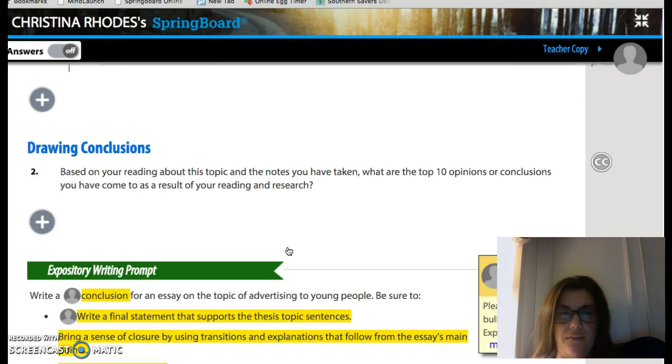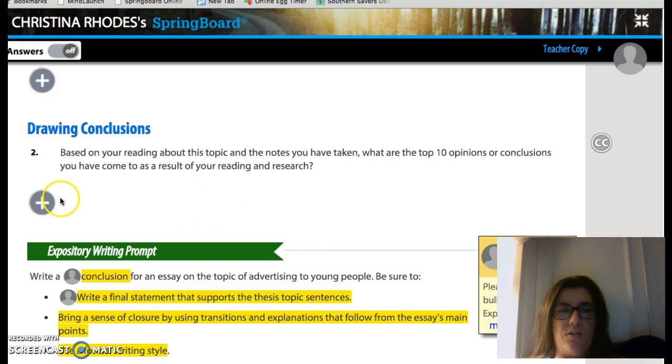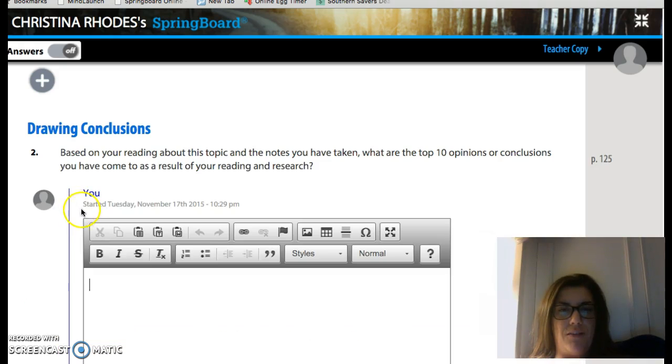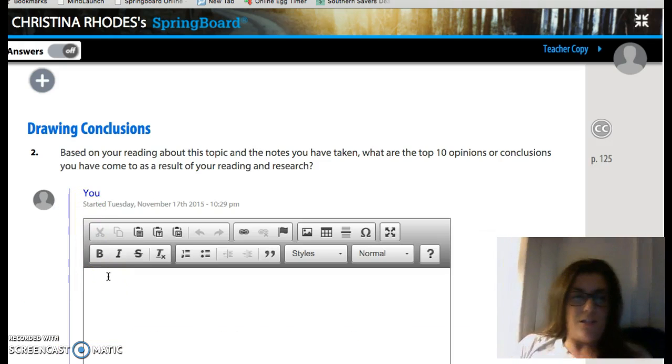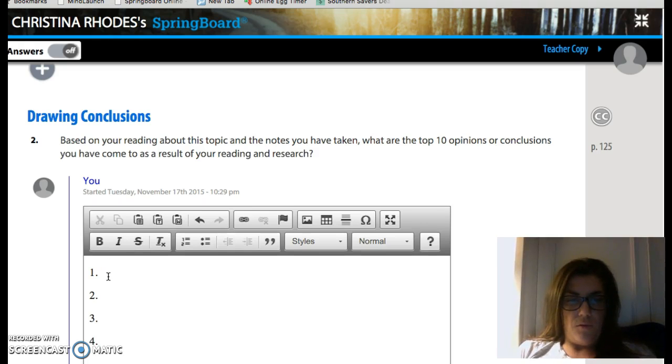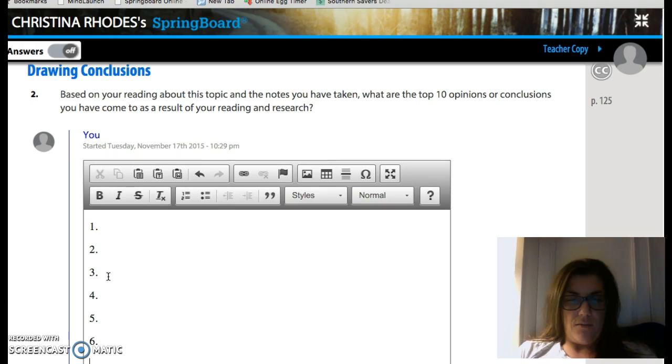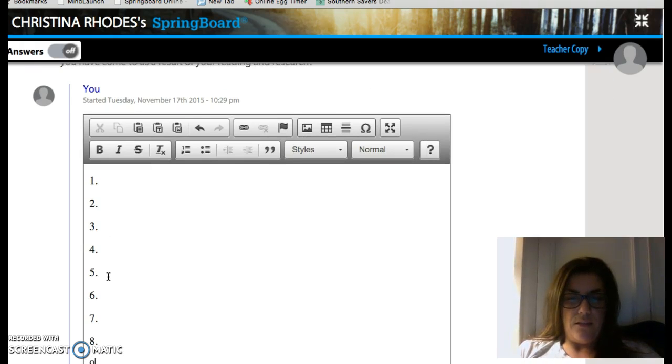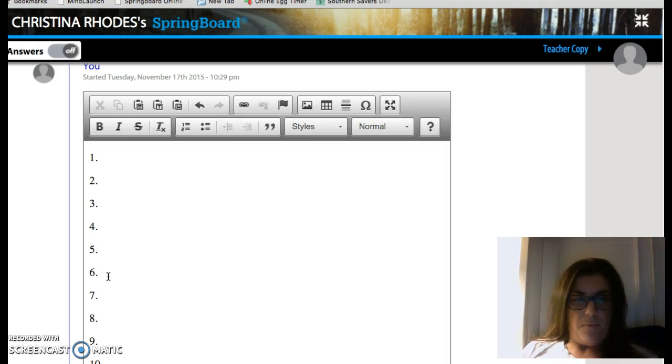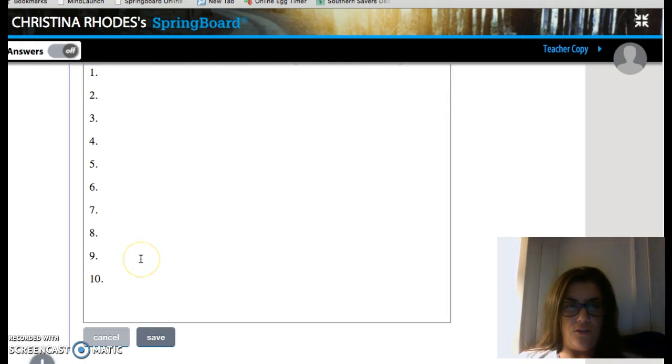Then at the very end, it says, based on your reading about the topic and the notes you have taken, what are the top 10 opinions or conclusions you have come to as a result of your reading and research? So you need to write the top 10 opinions that you have come to based on your research. So I'm going to number this. Please list 10 things. Yours can be in a list, but I need to see 10. So there's 4, 5, 6, you're writing 7, 8, 9, 10. Okay, so we have 10 things, your top opinions.